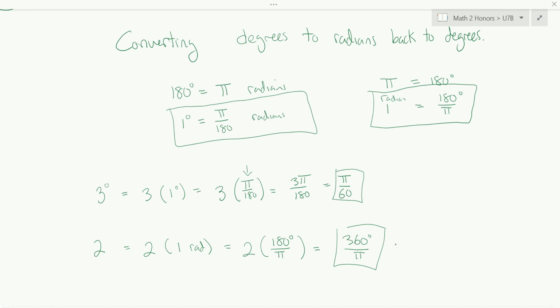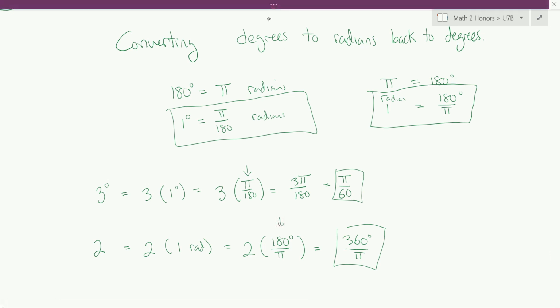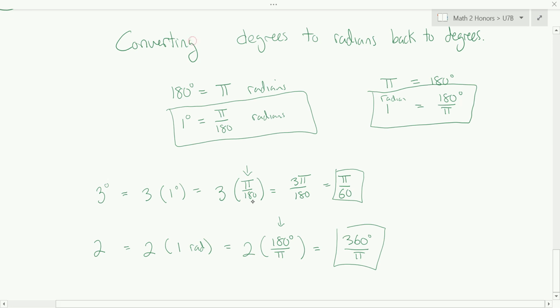So what I want you to see is what the key is, I'll highlight them. If you want to convert, you're either going to multiply by pi over 180 or you're going to multiply by 180 over pi. And to help you remember which one to choose, look at the numerator. The numerator is going to give you what you want. So if you make your numerator pi, you're converting to radians. If you make your numerator 180, then you're converting to degrees. Okay?